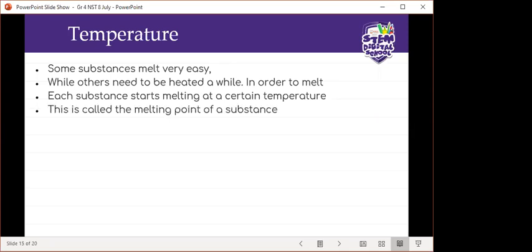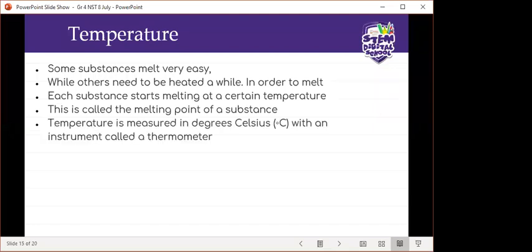And then this point is what we call the melting point of the substance. Right, so for example, you would need to put the chocolate for a longer time for it to actually turn into a liquid. All right. So very much important to note.